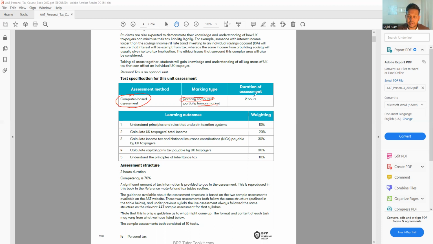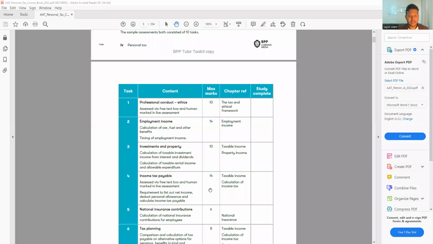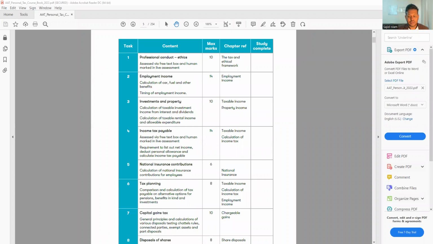The exam duration will be 2 hours, no problem for that. Then you have the learning outcomes. You can see which areas you have to cover, and we have to score 70% to pass this exam. Now let's look in a little more detail at the areas where you're expecting questions. You can see the tasks here. The first task you can expect is professional conduct or ethics, 10 marks. This covers the tax and ethical framework, chapter number 1.